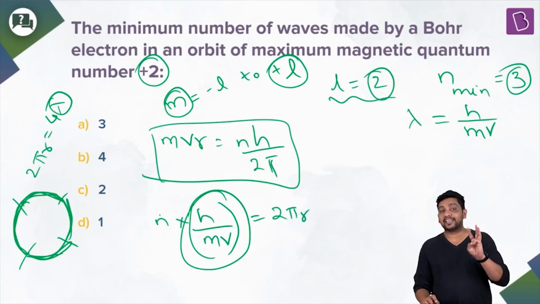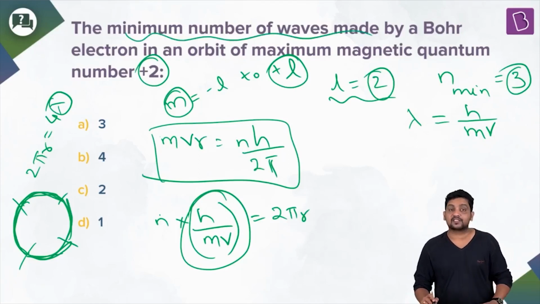And we can say that in the third orbit the electron will be making 3 waves. At least 3 waves is the final answer here. The minimum number of waves is what is asked. We can say a minimum of 3 waves will be there. Why? Because n minimum is 3.